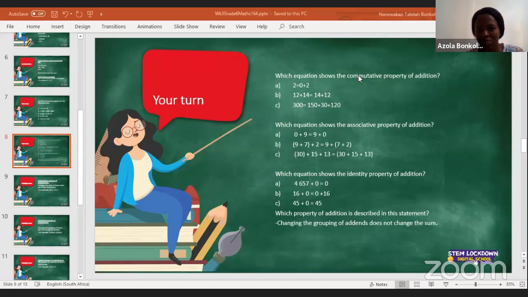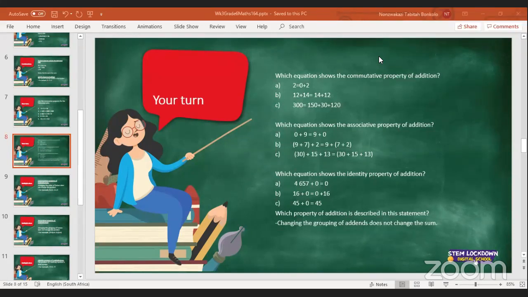We have done the first one, commutative with B. Now, which equation shows associative property of addition? Okay, we have different answers for this one. Some are saying A, some B, and one is saying C. Then let me answer.